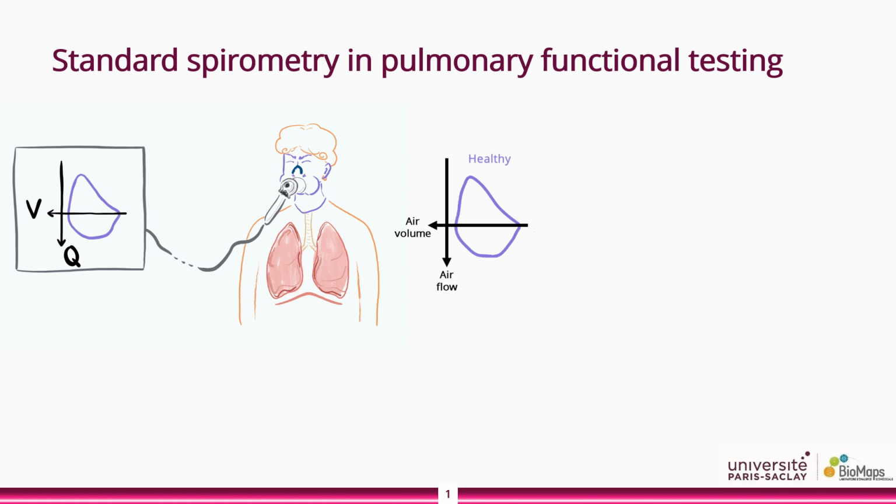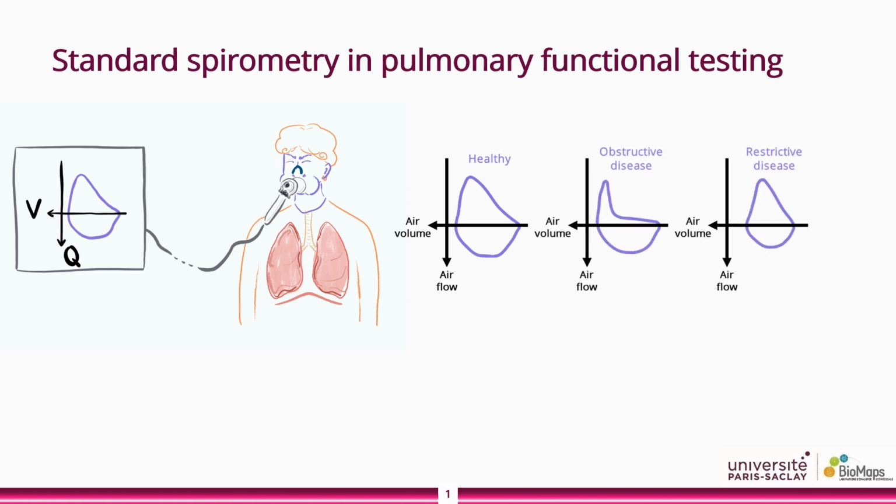These loops are really important, especially their shapes, since they allow doctors to characterize respiratory disease, in particular obstructive and restrictive ones. This technique is simple and reliable. However, it requires forced breathing, which is not always possible, and the measure at the mouth is only global.